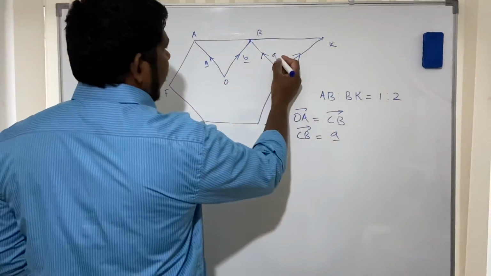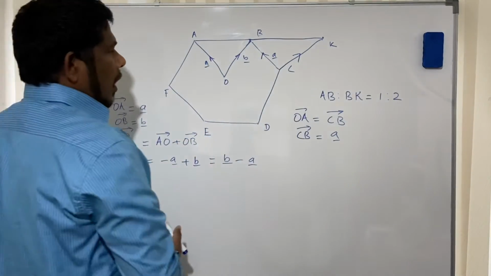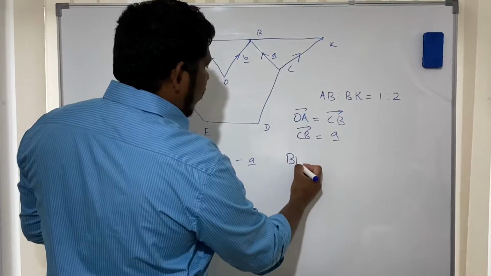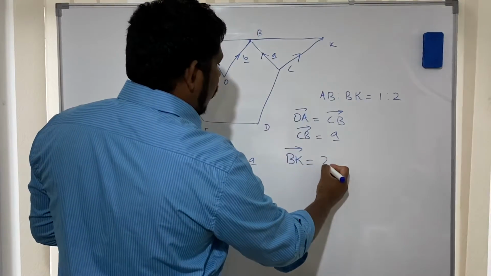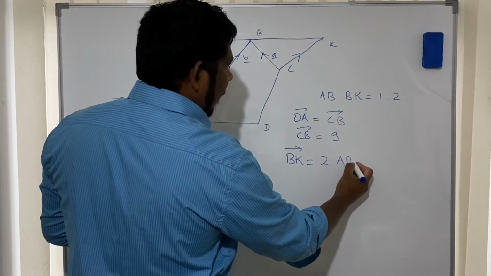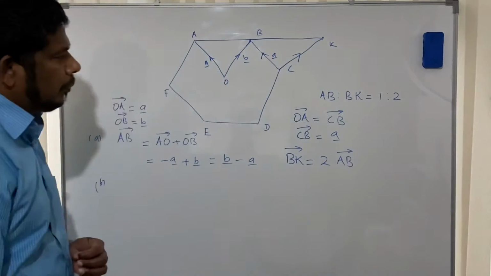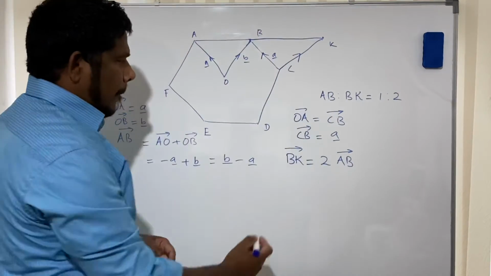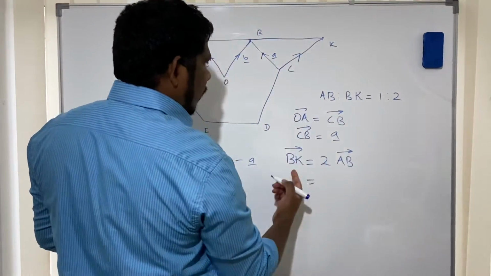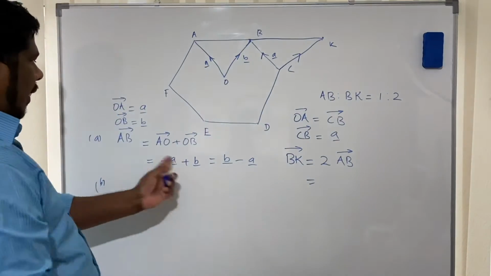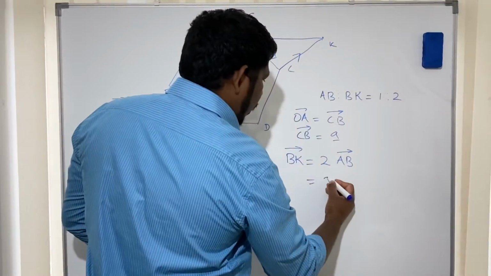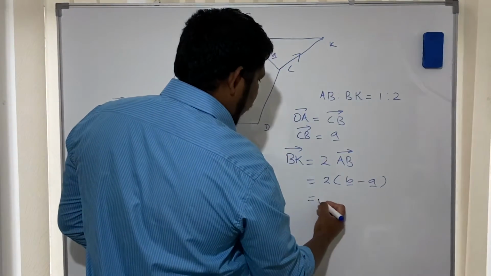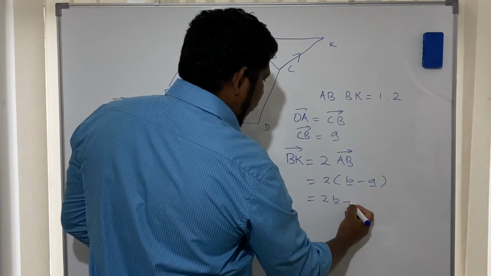Okay, now we found this is vector a. Now we need to find vector BK. Vector BK is 2 times vector AB. We know what AB is, so it's 2 times (b minus a). So we can put 2b minus 2a.